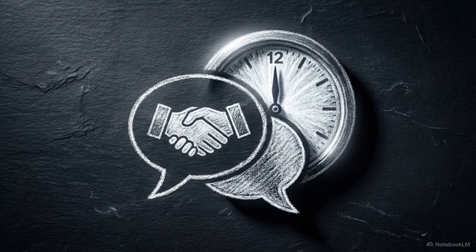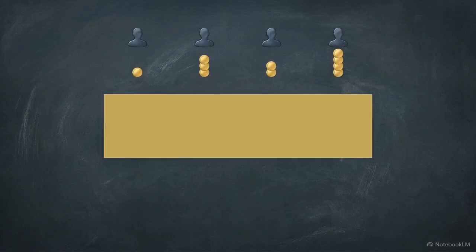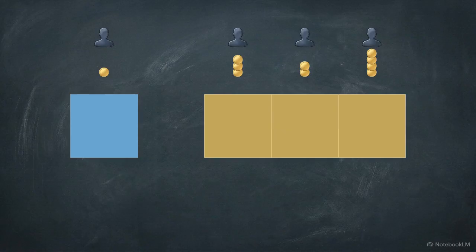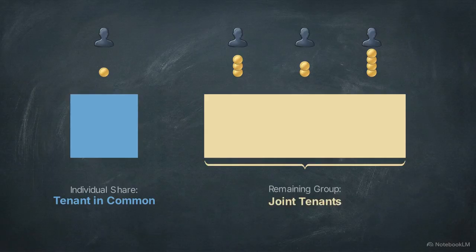When these methods successfully trigger severance, the resulting mathematics are rigid. The severing party fractures their specific portion away from the whole, becoming a tenant in common. Meanwhile, the remaining parties stay fused together as joint tenants over the remaining share.